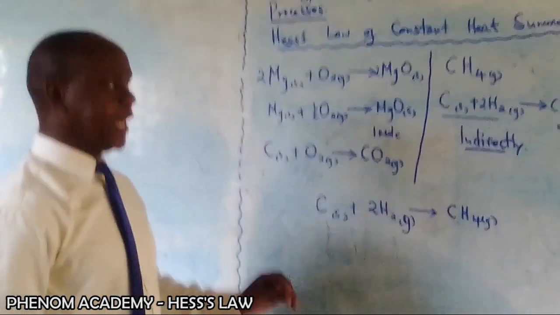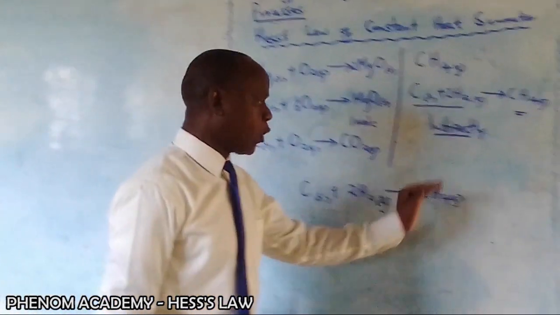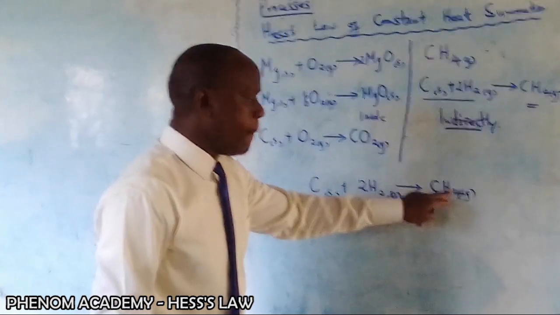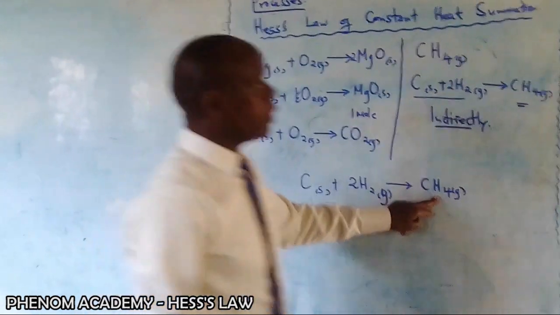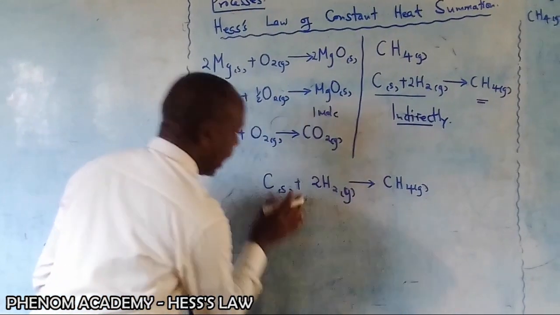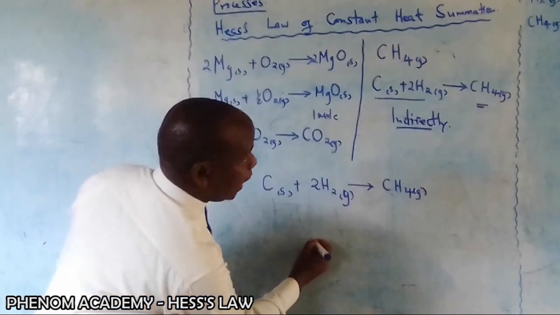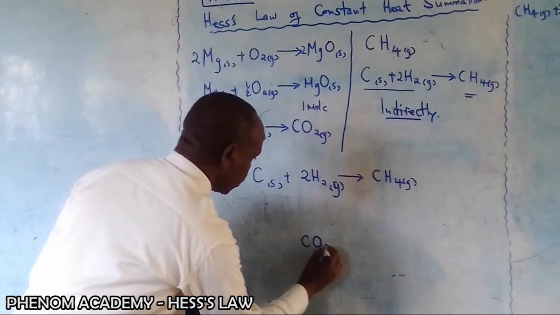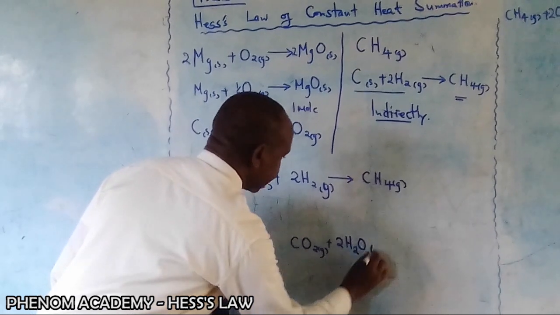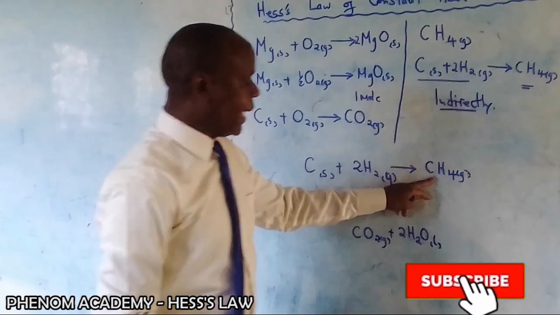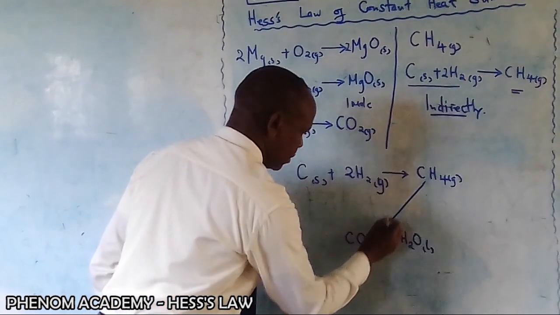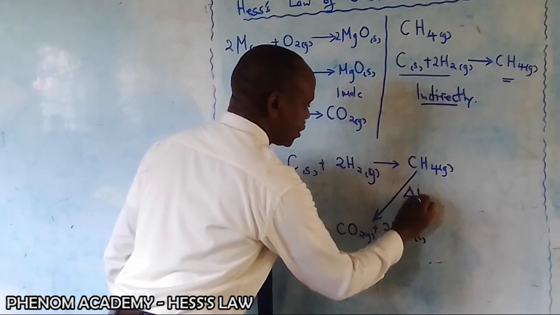Now, we are saying you connect an energy cycle diagram using measurable enthalpies. So when this methane burns in oxygen, these are the products. So you write the products somewhere here below this reaction. So you have CO2 gas plus 2 moles of water. So when you burn methane in oxygen, you will get these products. So this is heat of combustion.